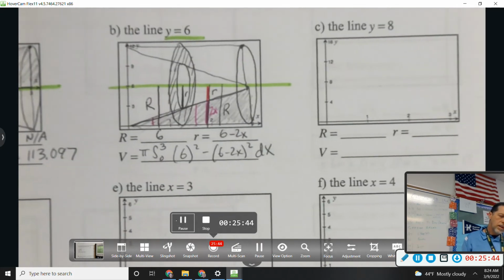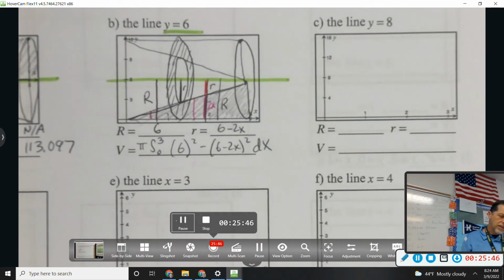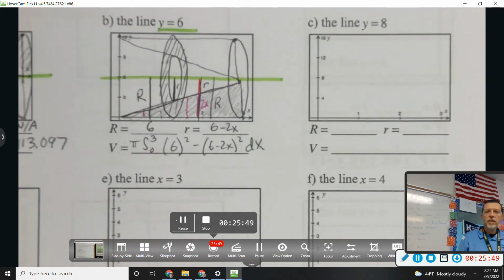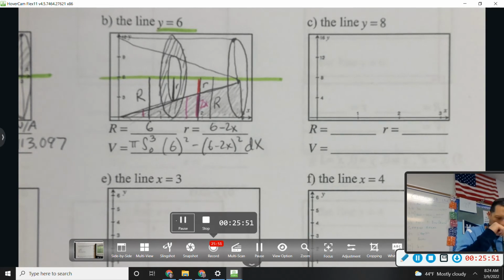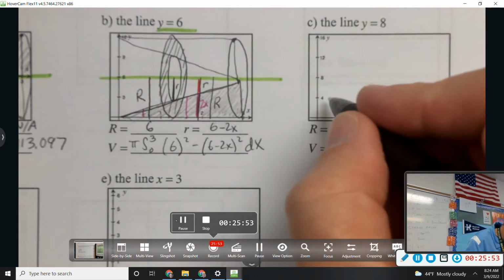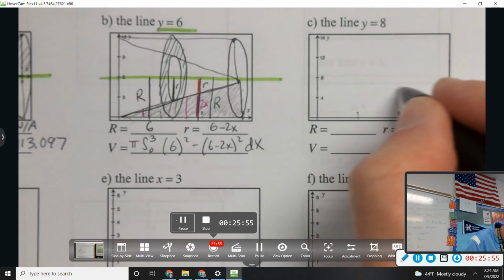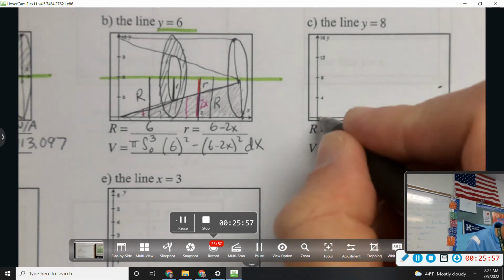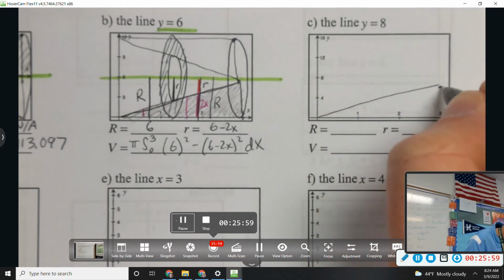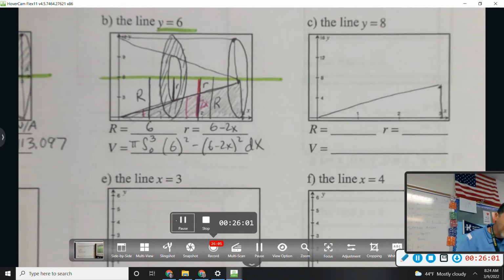The line y equals 8. Let's see. Well, let's draw the base first. Again, the base is the same shape as the others. It might look different because the scale is different. But it's still that bottom triangle.